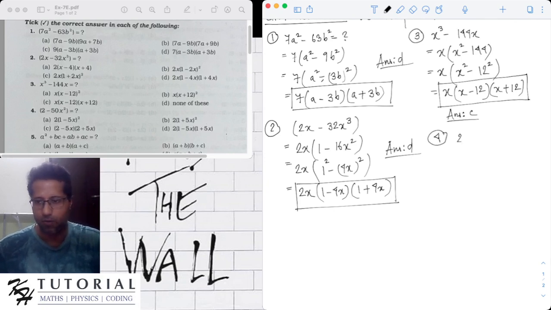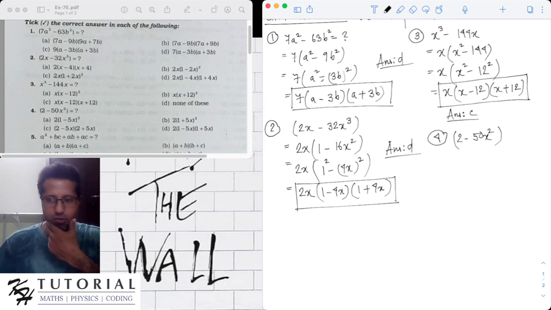It is 2 minus 50x square. Now 50 is not a perfect square, and 2 is not a perfect square either, but we can see that we can factor out 2 from both the terms. If I factor out 2 from both the terms, I get 2 multiplied by 1 minus 25x square.